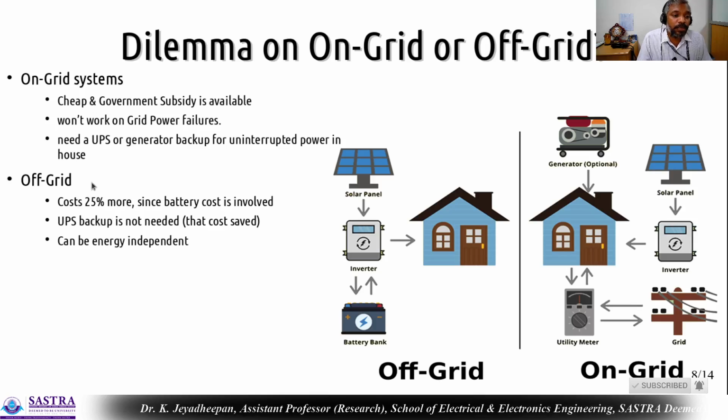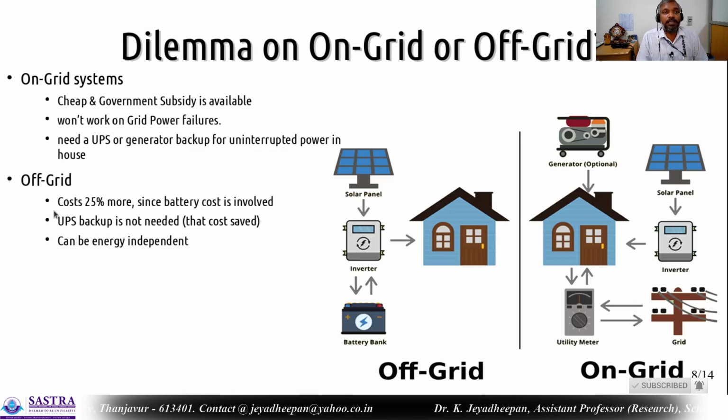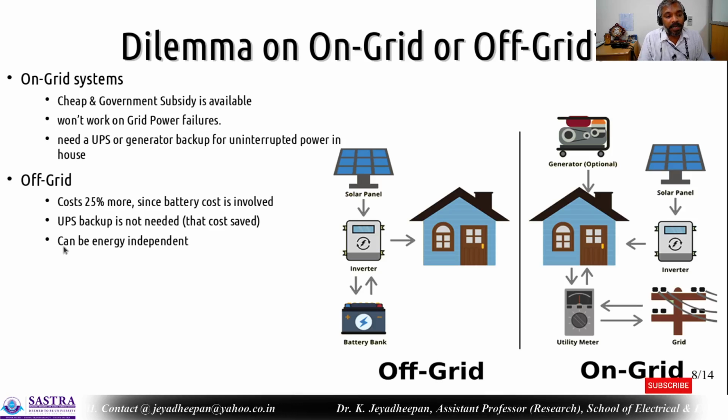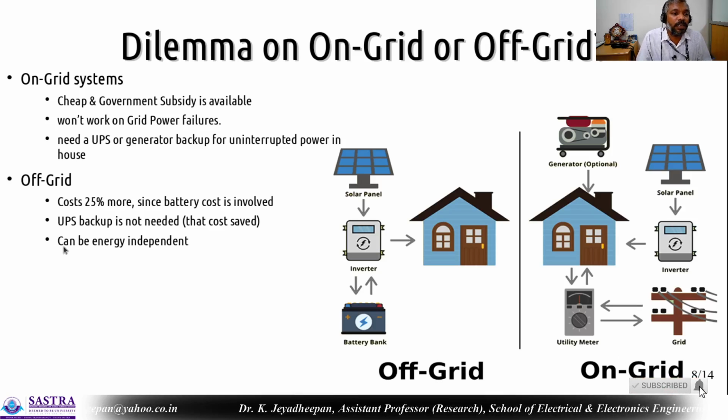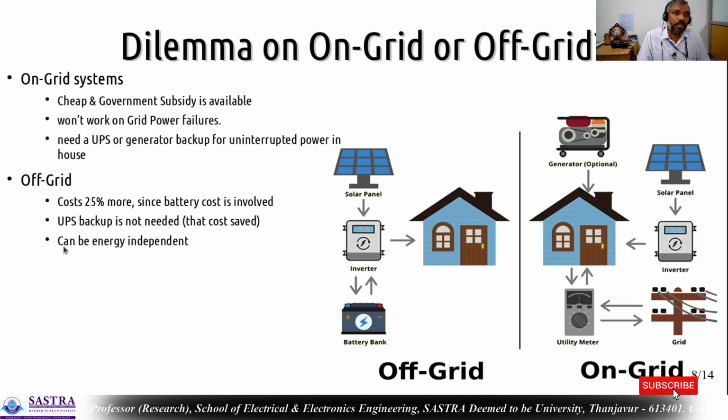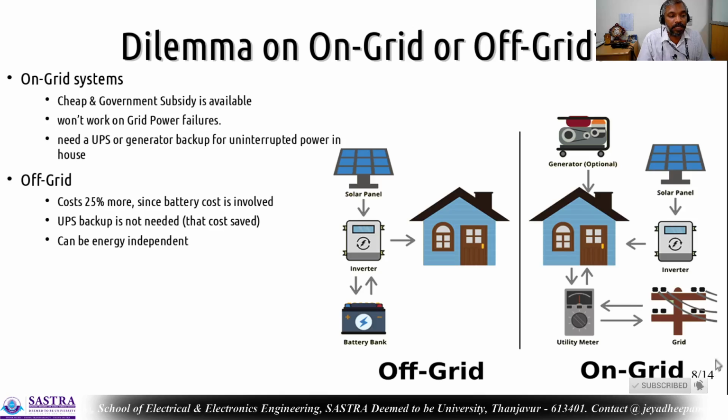So this 25% excess cost is avoided, because the UPS backup is missing here, okay? And in the off-grid system, you can be energy independent. You don't need to rely on grid power failures, or over voltage, under voltage, or surges present in your grid power, okay?